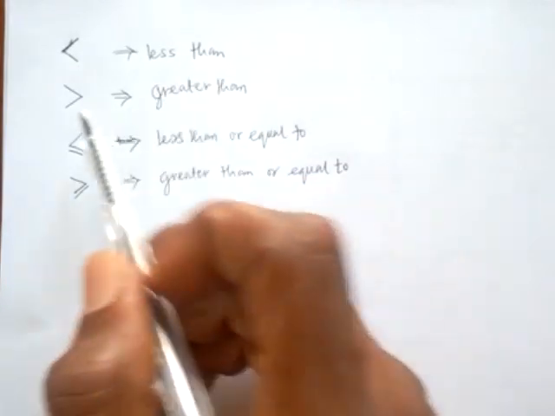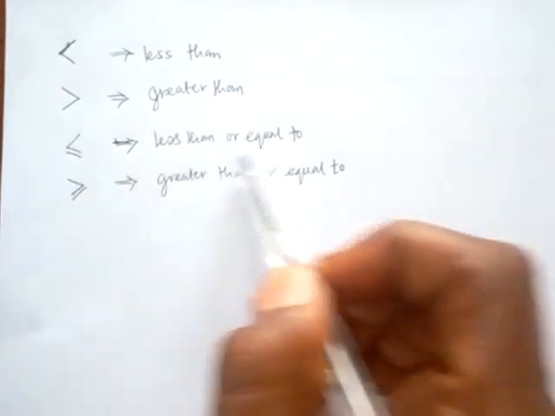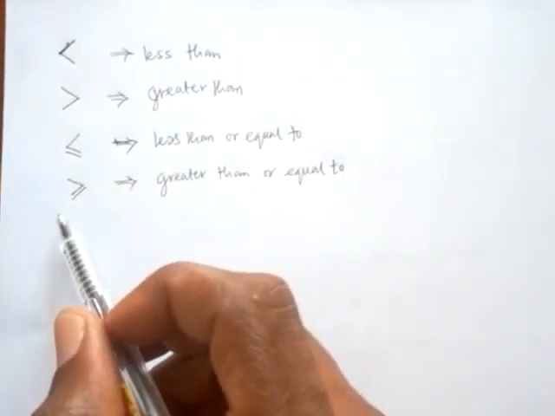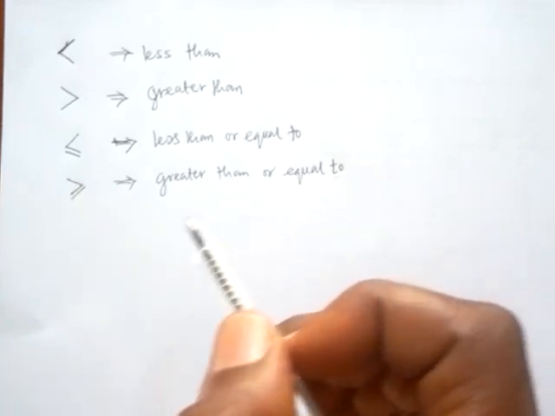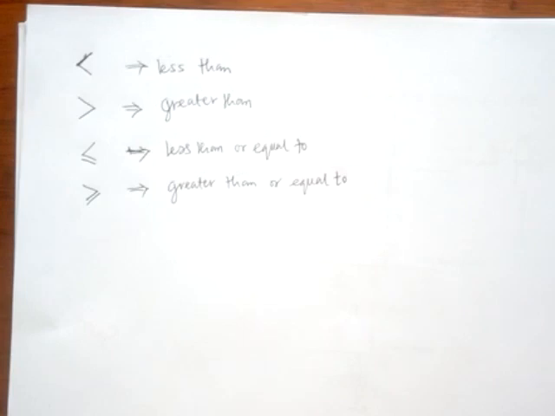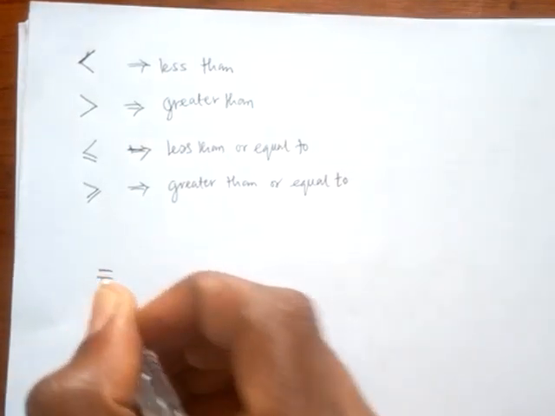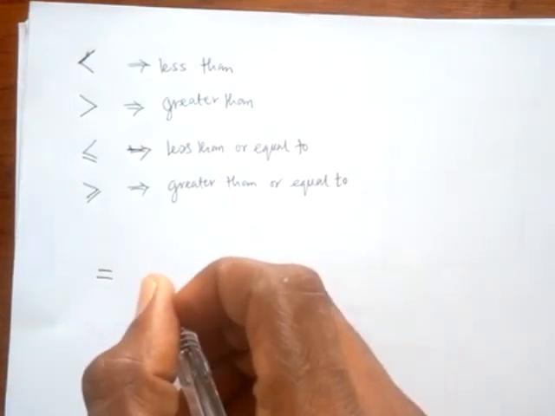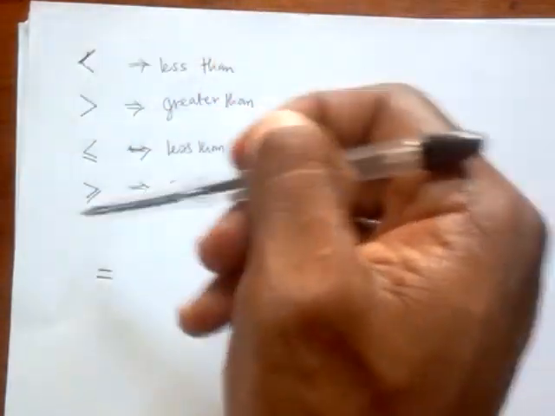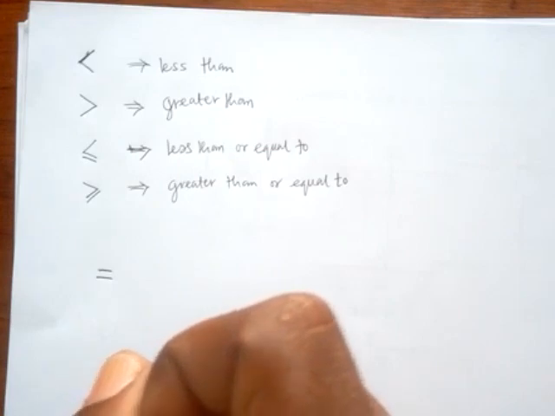This is less than, greater than, less than or equal to, greater than or equal to. In an inequality, the equality sign is replaced with an inequality sign. The equality is replaced with any of these inequality signs. That is for inequalities.